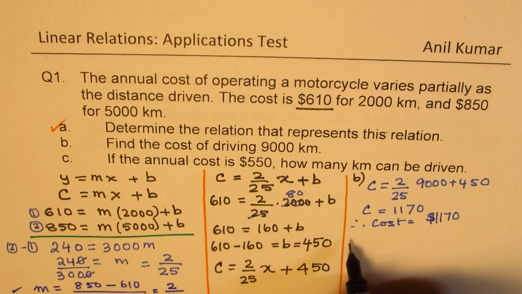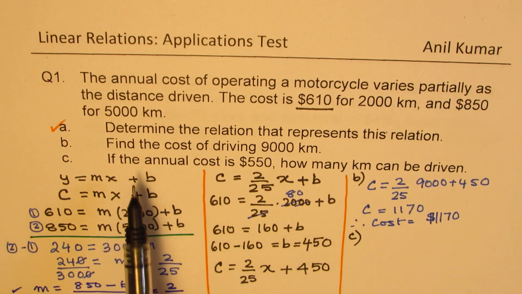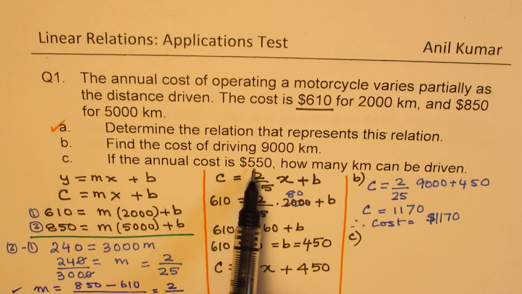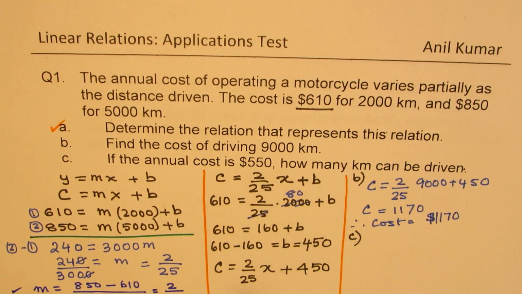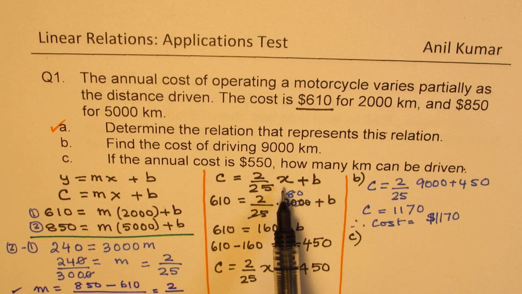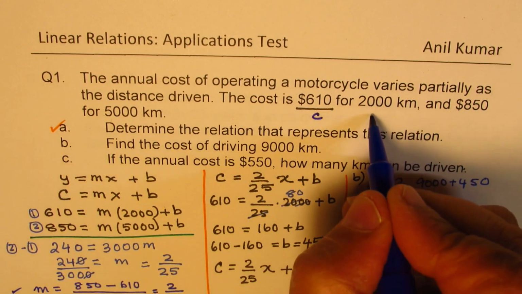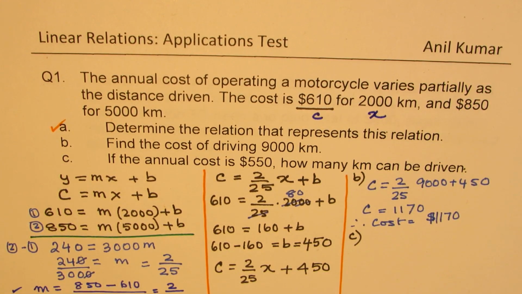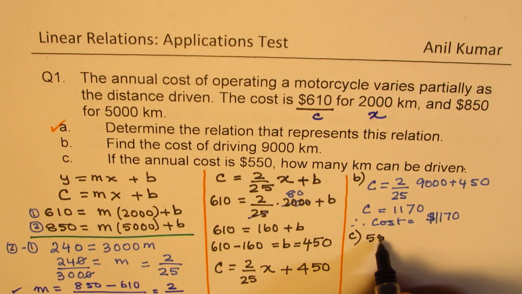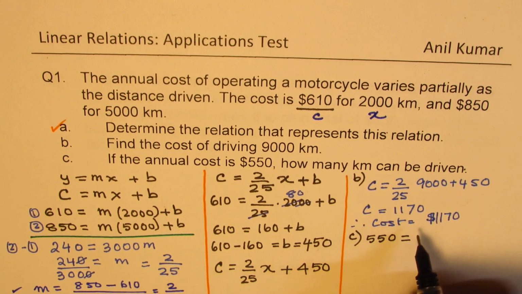Now for part C, if the annual cost is $550, how many kilometers can be driven? So x is the number of kilometers it can be driven, right? The way we defined our variables, we said let the cost be C and this be x, correct? So x is the number of kilometers. The cost is given to us as 550, so on this side we'll put 550.